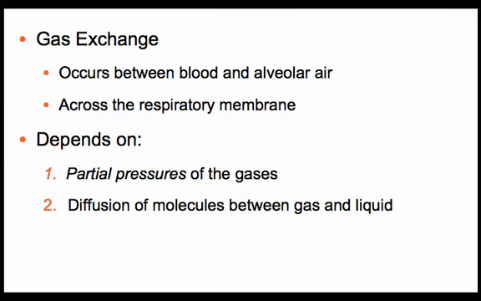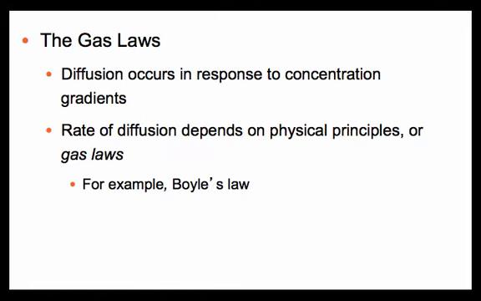Gas exchange occurs across the respiratory membrane between the blood and the alveolar air, as well as between the blood and the interstitial space. Gas exchange depends on the partial pressure of the gases to allow the diffusion of the gas molecules between the gas and the liquid. Diffusion occurs in response to concentration gradients. That is, gases will move from higher gas concentrations to lower gas concentrations. The rate of diffusion depends on gas laws.